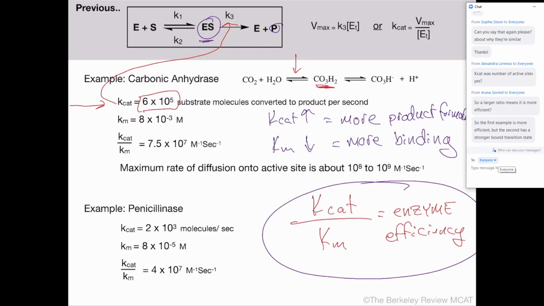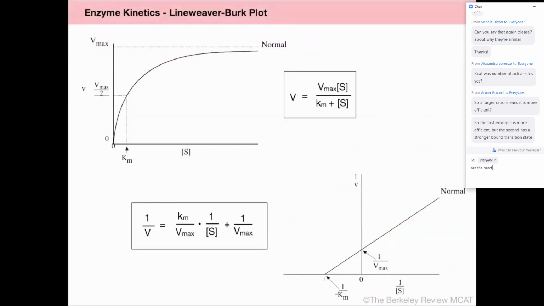All right. Cool. I know this is a lot. And let's talk about now enzyme kinetics and relating it back to the Lineweaver-Burk plot. And hopefully this will start to all crystallize in your head.